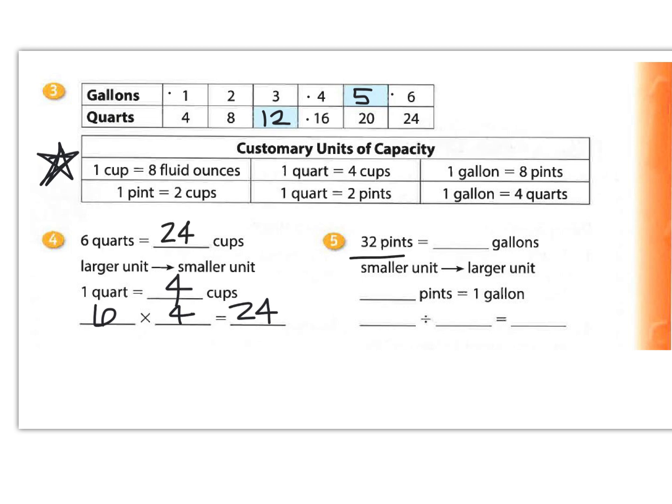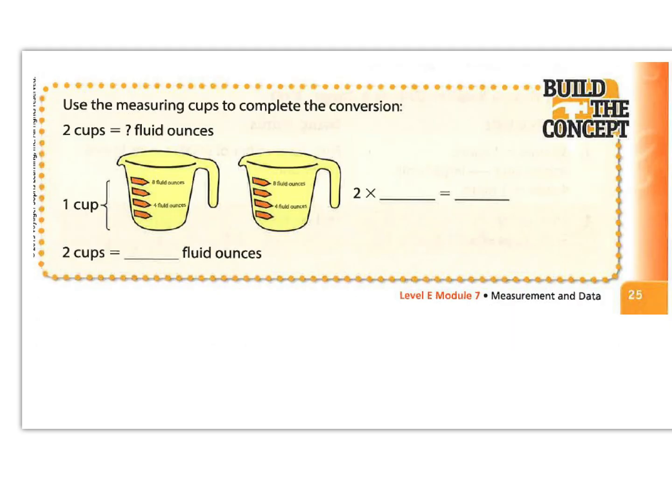Number 5, now we're going pints. So we have the smaller unit. So now we have to divide. So we have 32 pints equals how many gallons? Well, 1 gallon equals 8 pints. So 8 pints equals 1 gallon. So we're going to do 32 divided by 8 to get 4. So 32 pints is the same as 4 gallons. Pints are in a quart, so there are 2 pints in 1 quart.